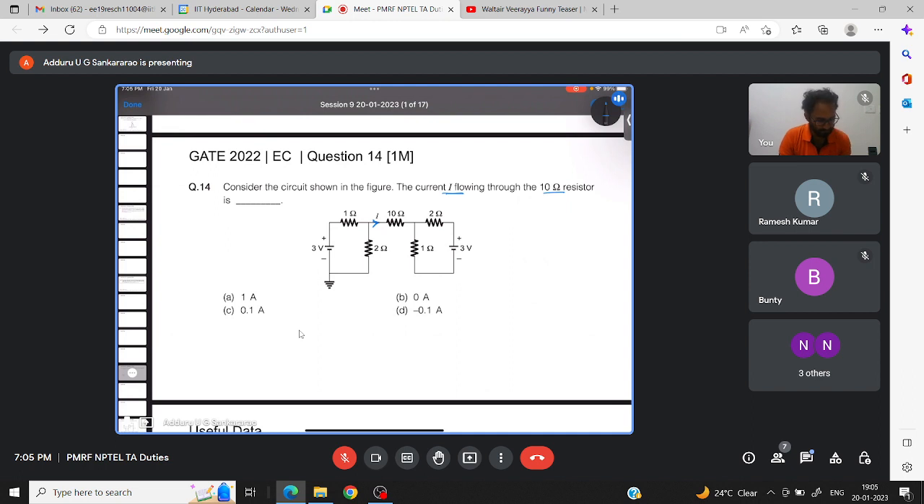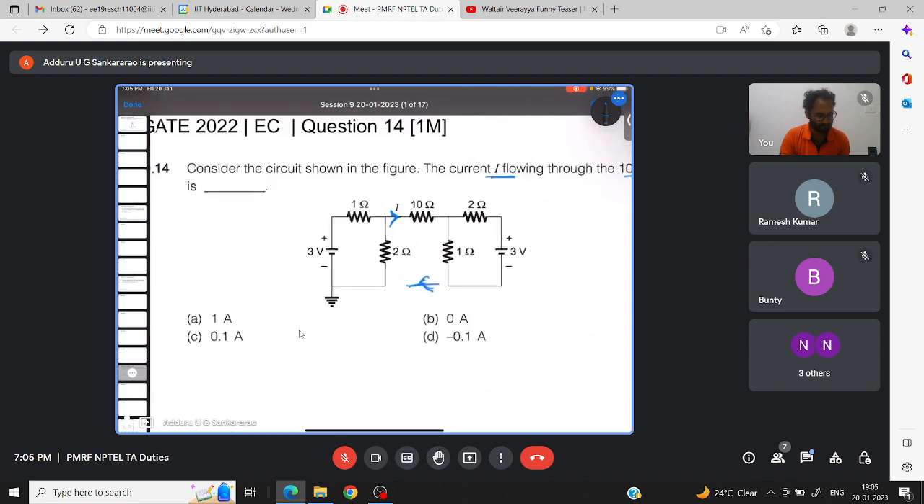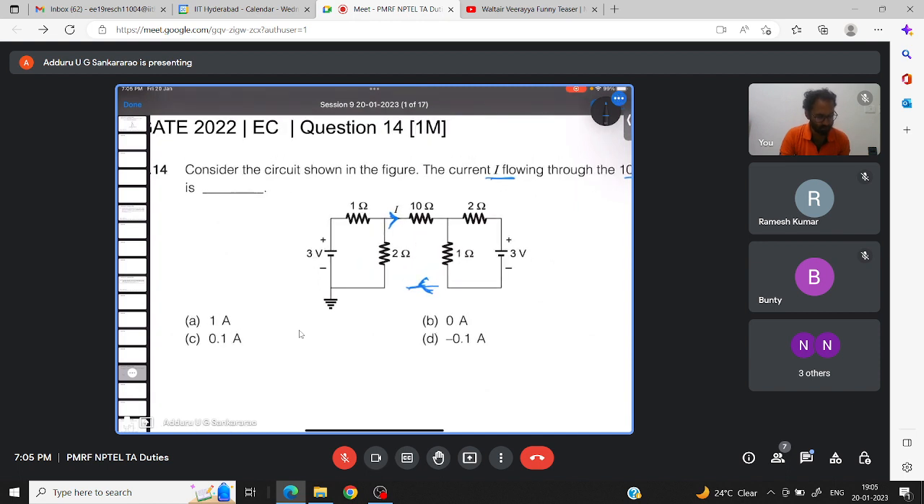Here, let us say the current is going like this, then there should be a return path somewhere. But here, if you see, the current is going in this direction, but there is no path for the current to come back. That's why we can simply say the current I here is 0.